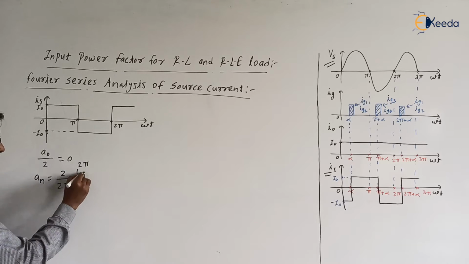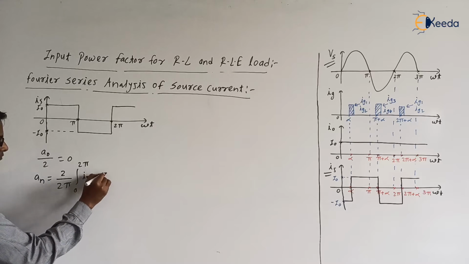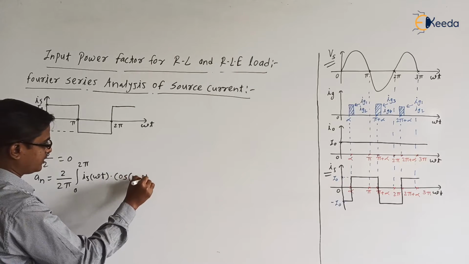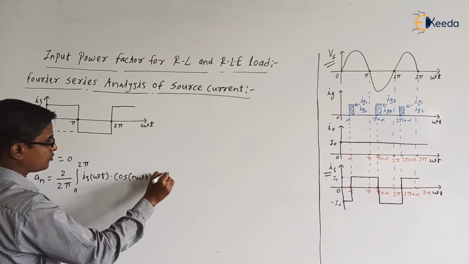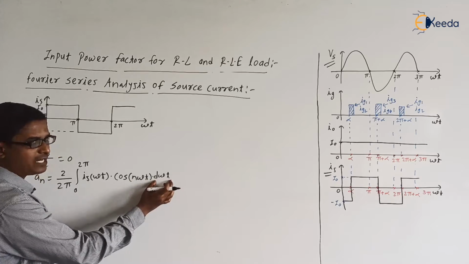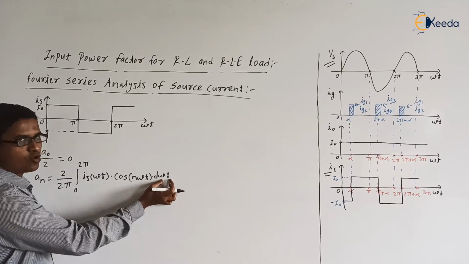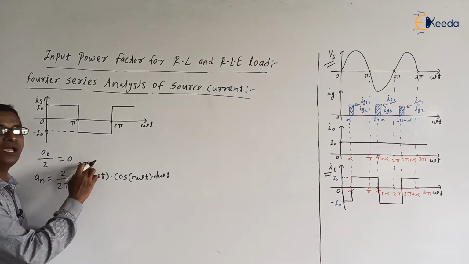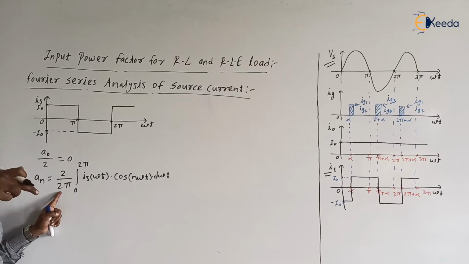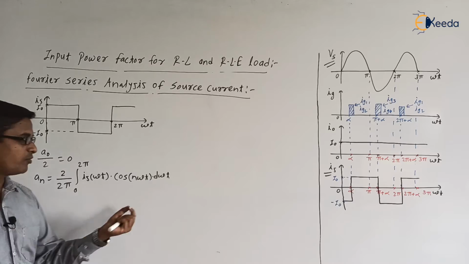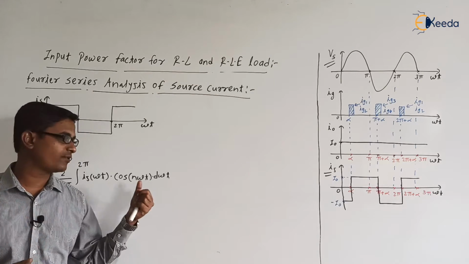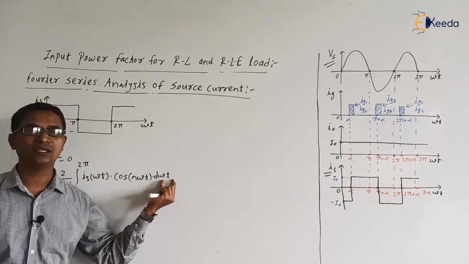So we can write it as is of omega t into cos of n omega t into d omega t. So please be careful: instead of dt I am writing it in terms of d omega t, and I am putting the integration limit in terms of angles, and here also instead of t I am writing an angle. So simply we have modified dt, writing it in terms of differentiation, d into angle omega t.